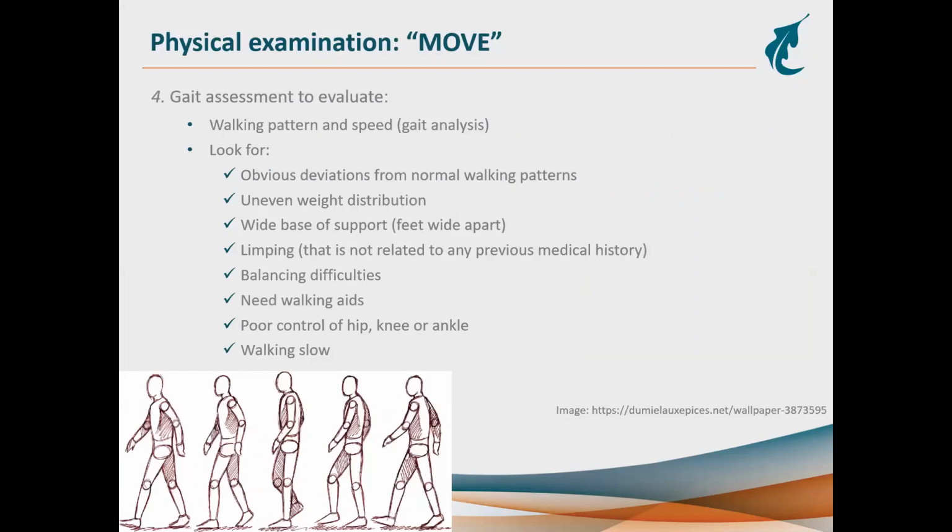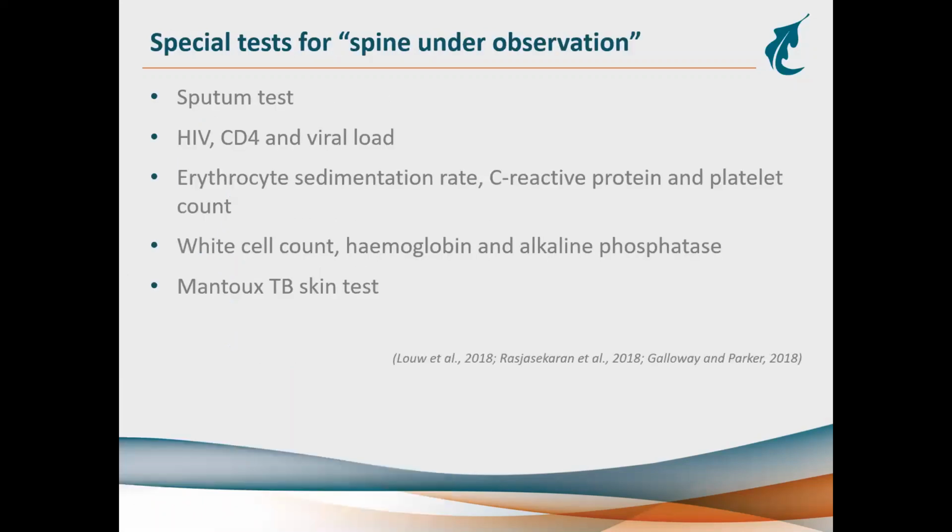And then you can ask them to just walk up and down in your room or in the corridor, and look for some signs of deviations in the walking pattern. So uneven weight distribution, or a wide base of support, so the feet are wide apart, a limping that's not related to any previous medical history, any balancing difficulties, or if they need walking aids, poor control of the hip or the knee or the ankle, or if they are walking slow. These can all be signs of some neurological deficit that has set in.